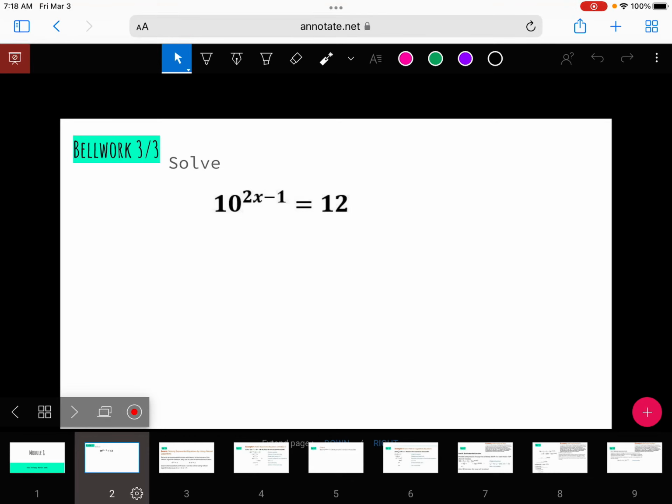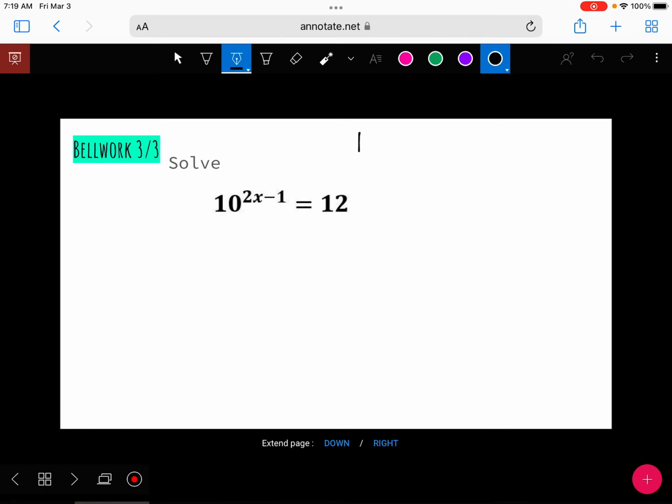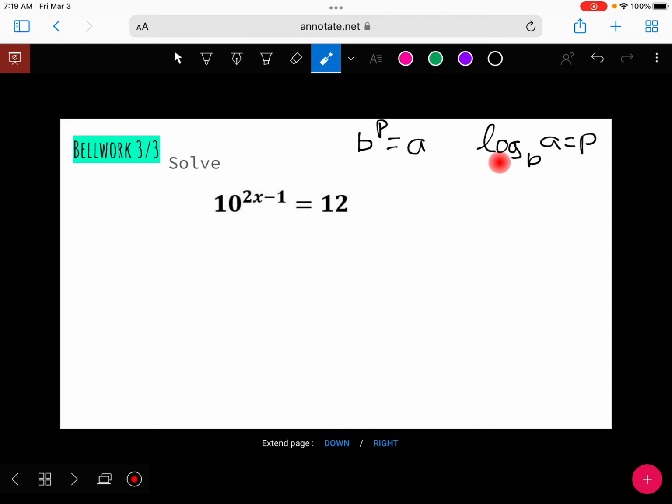What do I do to be able to pull a variable out of an exponent? What tool do we use? That's what this whole chapter's been about. What tool might we use to pull a variable out of an exponent? Yeah, our log. The log is the tool we're using.